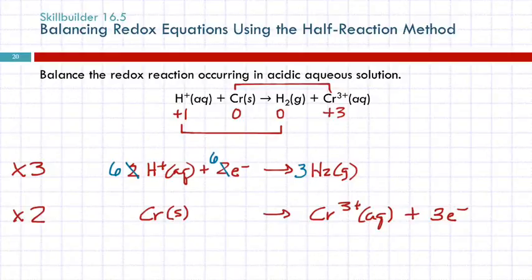The bottom, I'm going to multiply by 2. So I'm going to get 2 Crs and 2 Cr3+. I'm going to multiply this by 2, and I'm going to get 6. Okay? Now I can add them together.